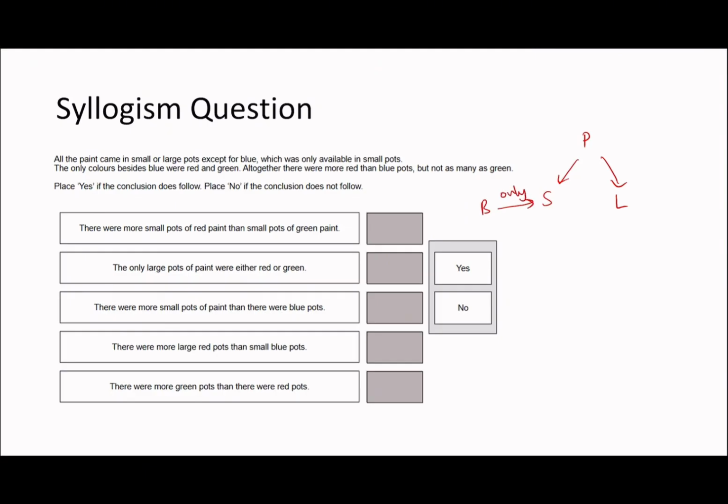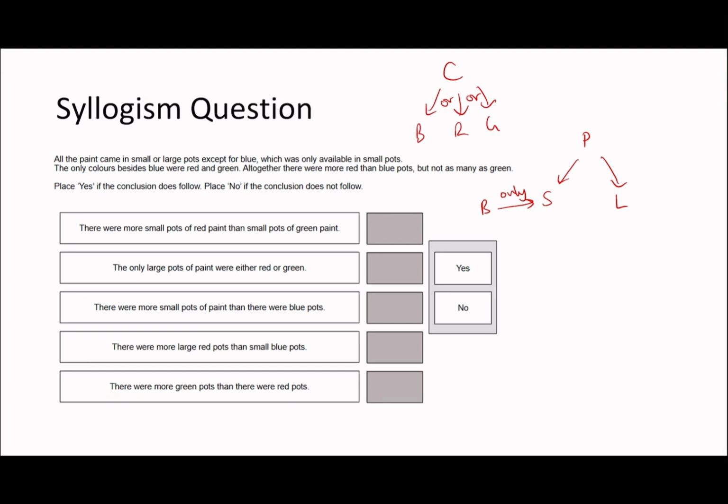So for example, in one of the questions, if you're going to try and create a hypothetical, you can't create a hypothetical where blue comes in large pots, because that defies the original premise of the question of the syllogism here. The only colors beside blue were red and green. So that means in total the colors you have are blue, red, and green.